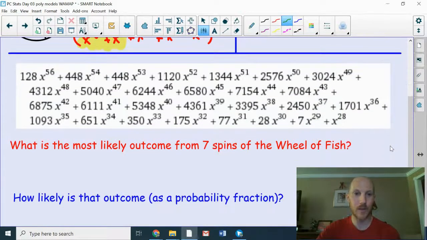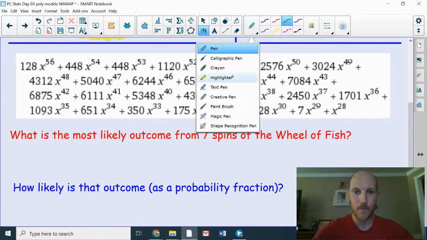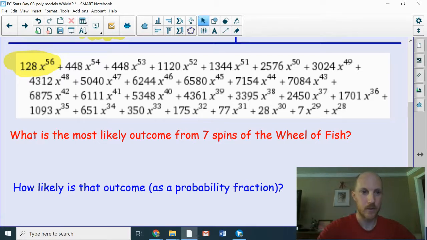What is the most likely outcome from 7 spins of this wheel of fish? Take a minute and look through there, see if you can identify the most likely outcome. So it is not this one, because I know that is not the largest coefficient. So the largest coefficient I'm seeing is this one, 7,154. Double check, anything bigger than that? There is not. All right.